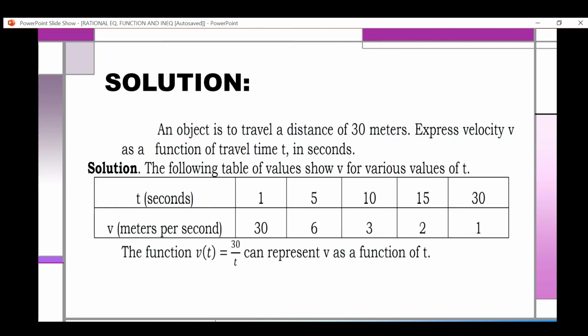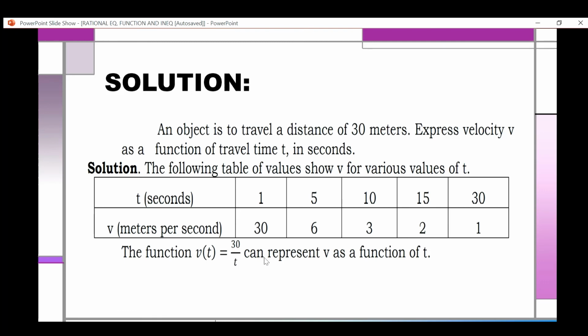Okay, let's reveal the answer. So, an object is to travel 30 meters. So, yung distance na 30 meters. And then, express velocity v as a function of travel time t in seconds. So, naalala natin, class, yung lesson natin nung high school tayo sa science natin. So, velocity is equal to the distance traveled over time. So, yun yung formula niya. That's why we can represent the rational function involving this problem as v of t equals 30, the distance traveled, over t.